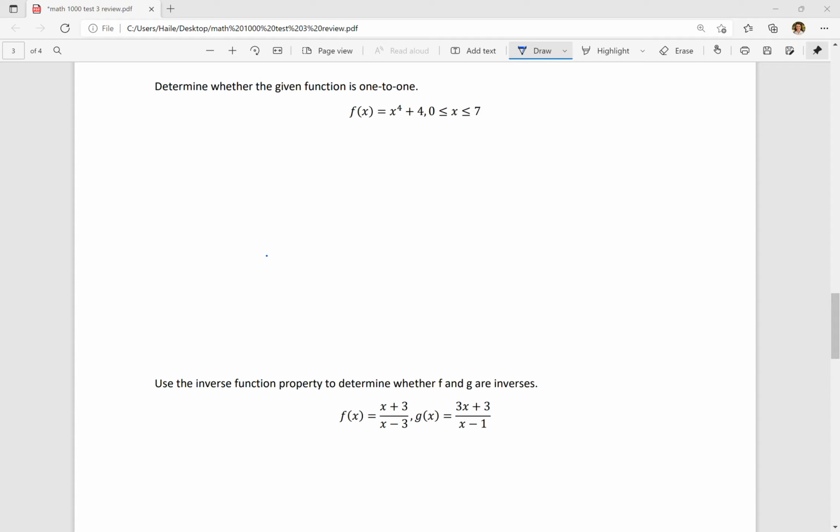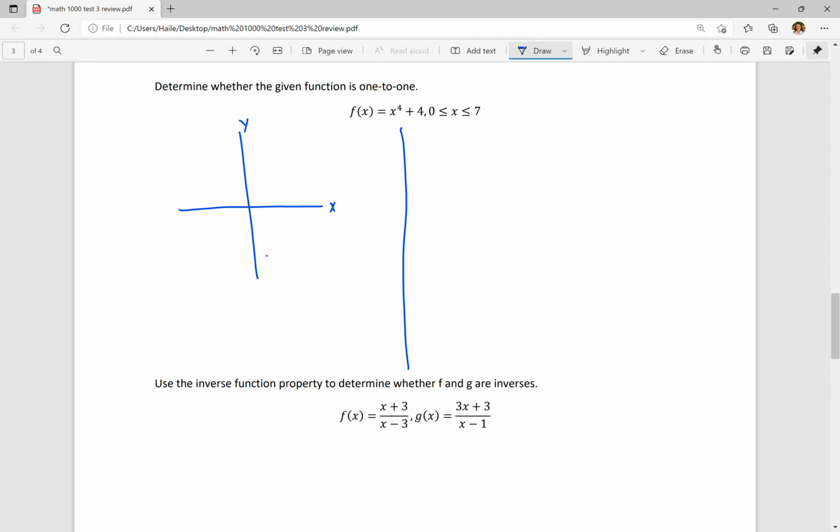In this problem, we're going to determine whether the given function is one-to-one. There are a couple of ways you can do this. The first way I'm going to show you is with a picture, so let's split this in half here. If we want to draw a picture of f of x is equal to x to the fourth plus 4, we want to go ahead and put down an x and a y-axis.